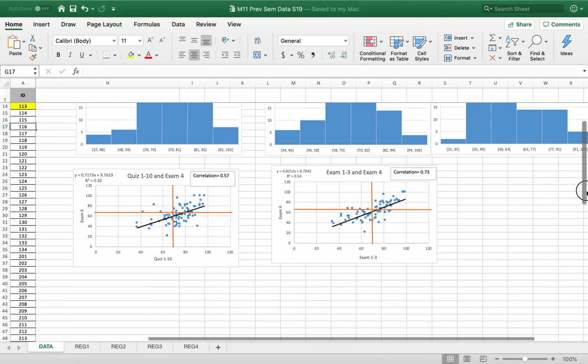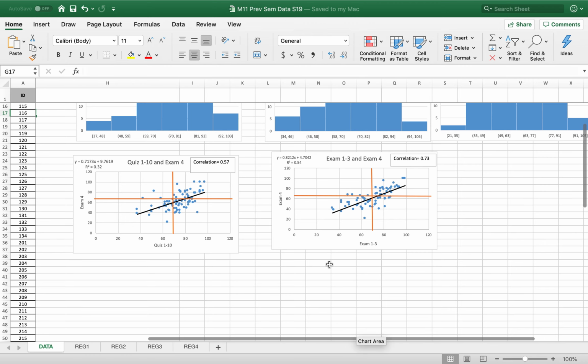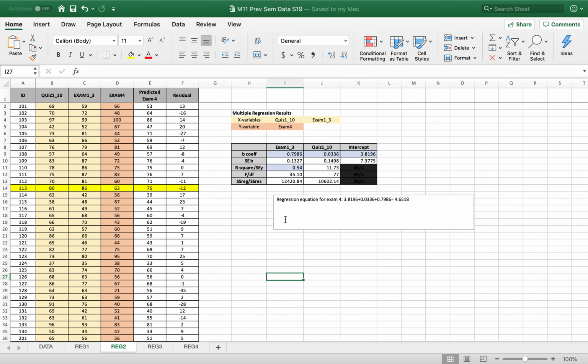And then from there, we will go to regression 2. So again, I did quizzes 1 through 10 and exams 1 through 3. I wasn't positive about the regression equation. I kind of just copied it from the page number that she gave us. So I pretty much added up the intercept, the quiz 1 through 10 coefficient, and the exam 1 through 3 coefficient. And for that, I got 4.6518.